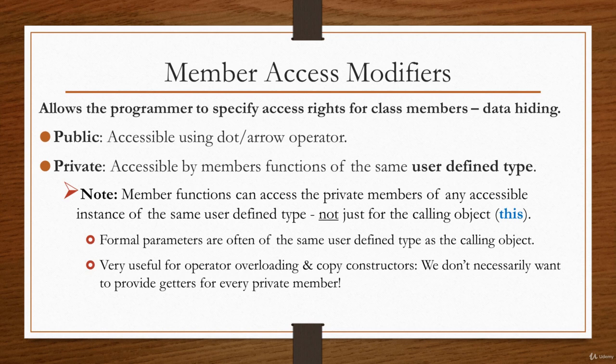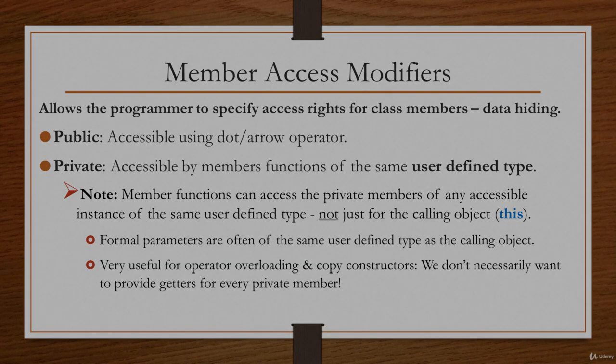Again, this also revolves around the principle of least privilege. You should only provide what you really need to provide. So the point with this is you have access to the private members in member functions of the same user-defined type. That's not on a per instance basis. Or in other words, it's not just for the calling object, it relates to the user-defined type itself.